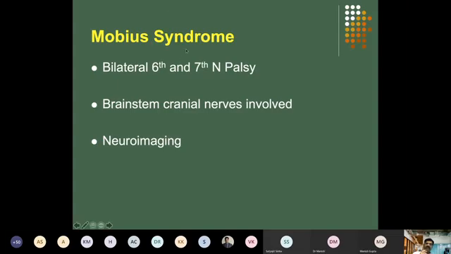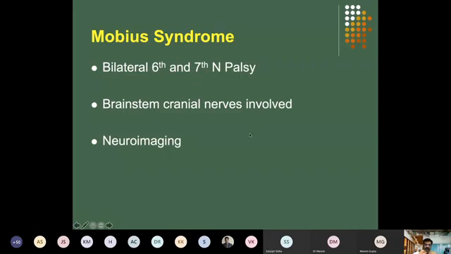Mobius syndrome, till date I have seen one patient of Mobius syndrome, which is bilateral 6th and 7th nerve palsy. That means bilateral lateral rectus palsy leading to esotropia. And how do you diagnose bilateral lateral rectus palsy? Again, you have to cover one eye and then see the extraocular movement of the other eye. So both eyes have to be tested separately, and there is an absolutely expressionless face because of bilateral 7th nerve palsy.